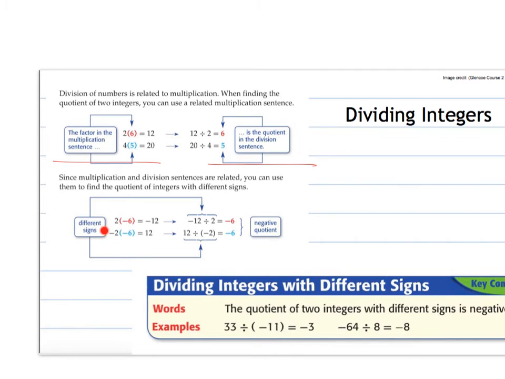So notice different signs. If 2 times negative 6 is negative 12, then that negative 12 divided by that 2 could be negative 6. If negative 2 times negative 6 is positive 12, then that positive divided by that negative would be negative. So if you notice again, different signs, negative answer. Same sign, positive answer, different signs, negative answer. So you're going to notice that same pattern with division.